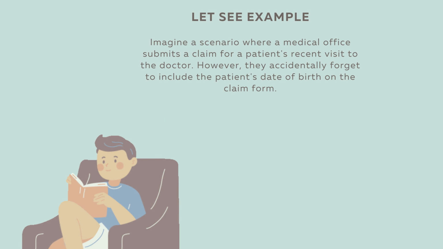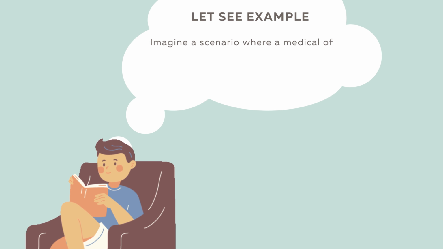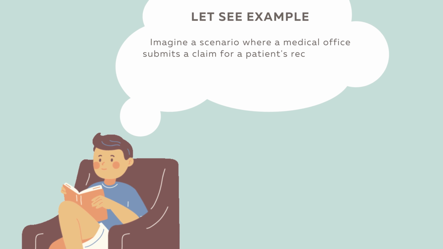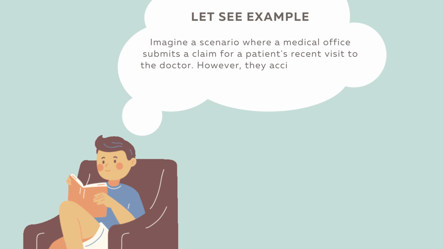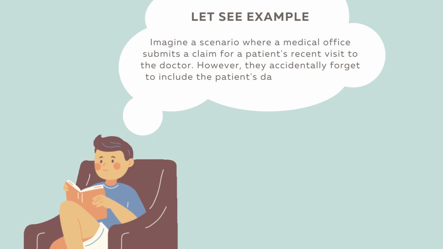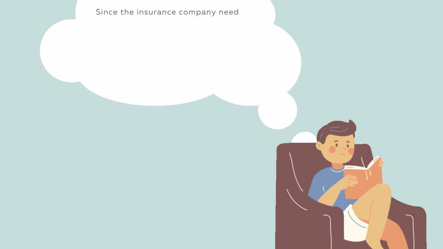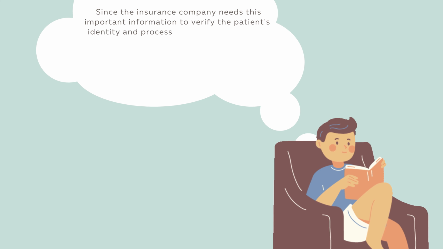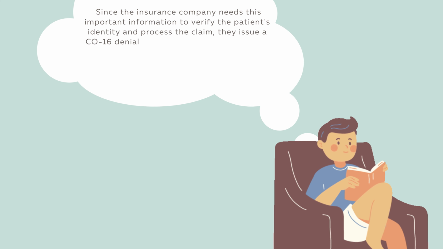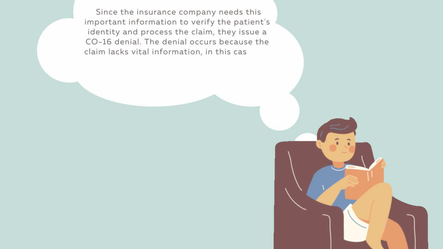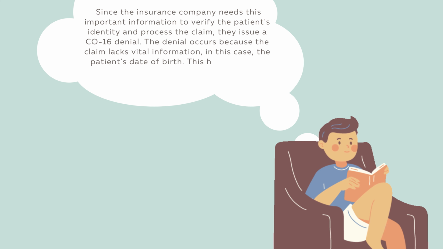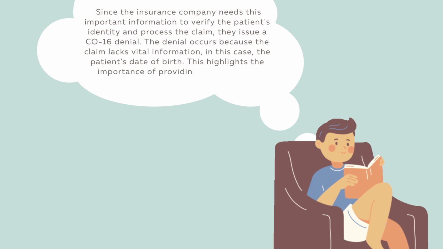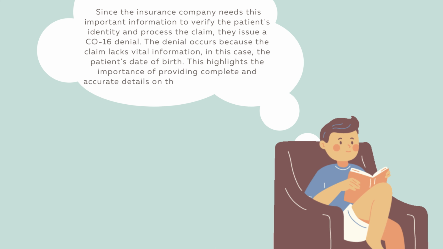Let's see an example. Imagine a scenario where a medical office submits a claim for a patient's recent visit to the doctor. However, they accidentally forget to include the patient's date of birth on the claim form. Since the insurance company needs this important information to verify the patient's identity and process the claim, they issue a CO16 denial. The denial occurs because the claim lacks vital information, in this case, the patient's date of birth. This highlights the importance of providing complete and accurate details on the claim form to prevent CO16 denials.